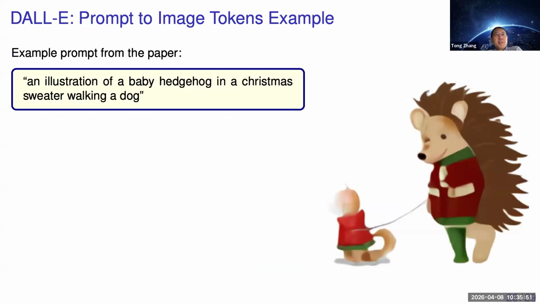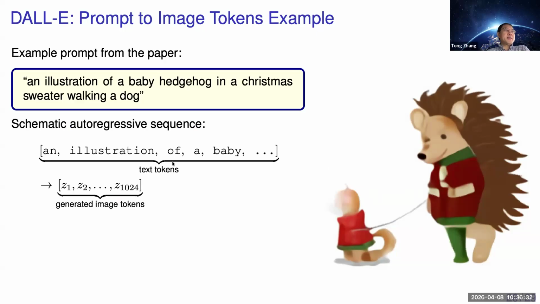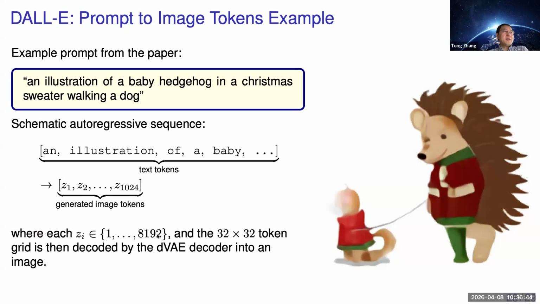Here is one example from the original paper. I think later on they made it better. This one is a little bit lower resolution, and nowadays people generate much higher resolution images. It used to be 256, then 512, and 1024. The prompt is an illustration of this guy in a Christmas setting. This is the semantic autoregression: you have a text, then the generated image tokens, 1024 tokens, each one being one of roughly 8,000 vocabulary entries, and then you decode to the image.